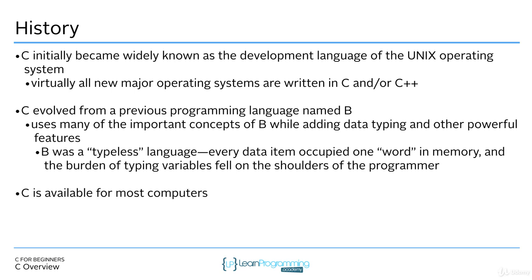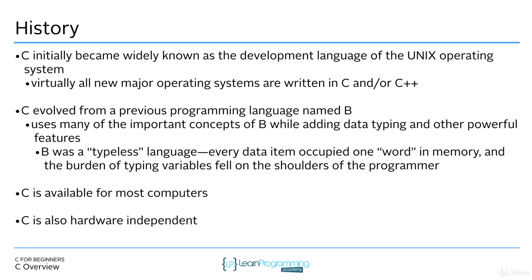It's also available for most computers, so this is an advantage, meaning that if you want to write a C program, you can write it on most operating systems. You can write it on Windows, you can write it on a Mac, you can write it on a Linux operating system. And it's also hardware independent, another important factor when writing code. If it's hardware independent, that means it's more portable. What that means is you can take the program, you can run it on a different operating system.